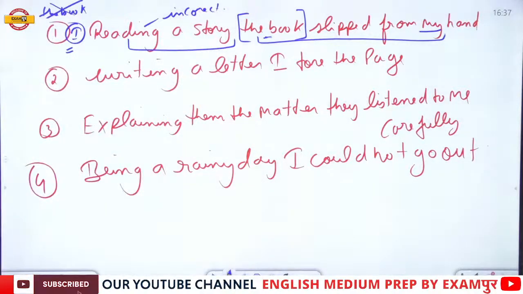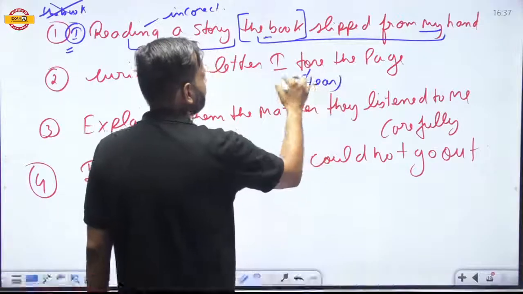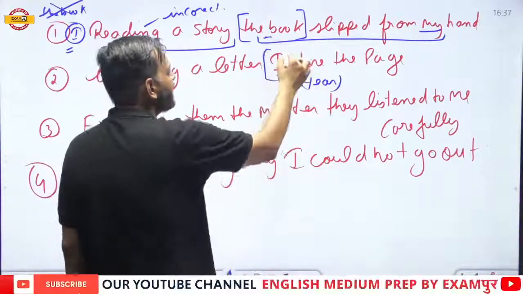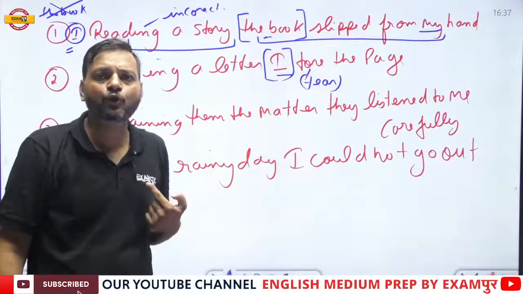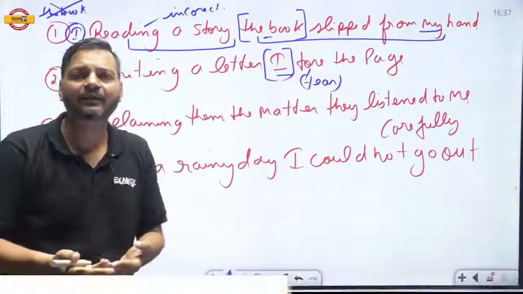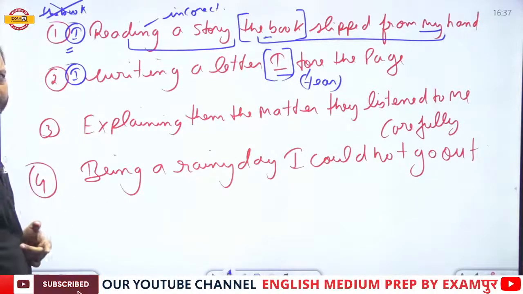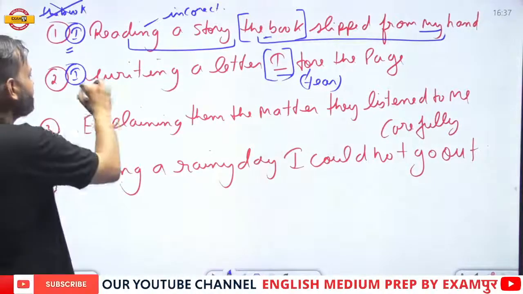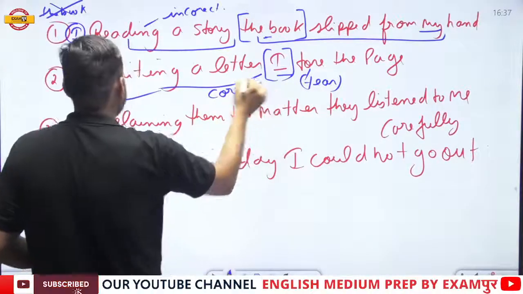Now second, writing a letter, I tore the page. Tore is the second form of tear. Who tore the page? I. So if I tore the page, who was writing a letter? I. So here the subjects are same. So this second sentence is correct.